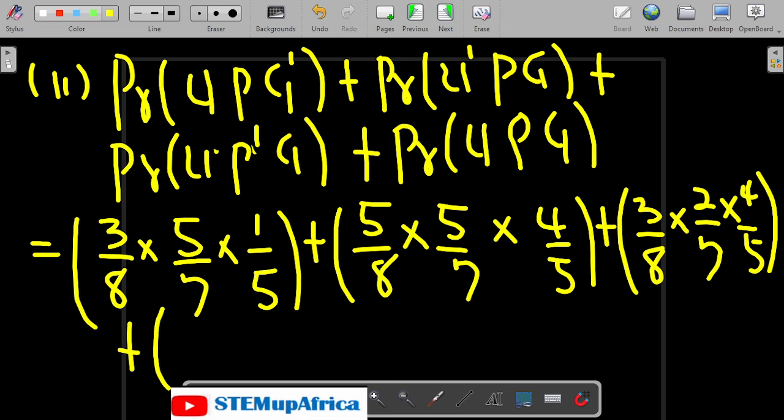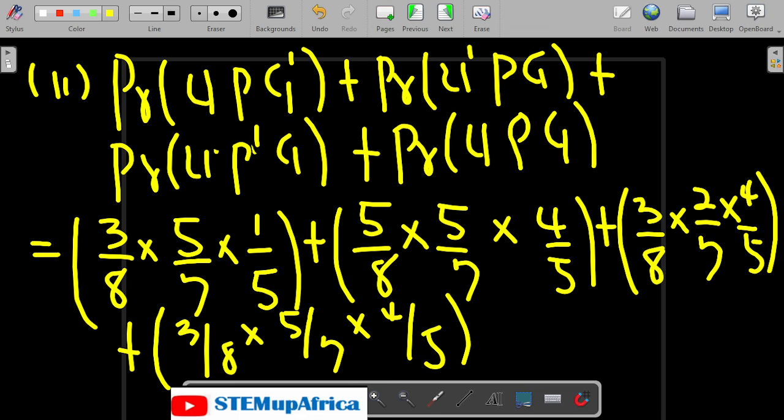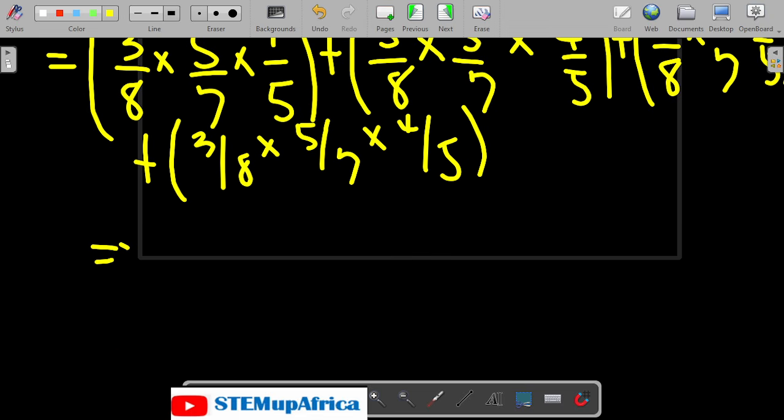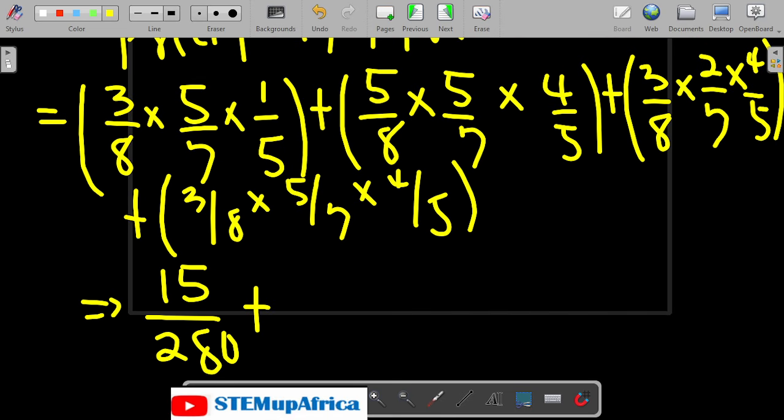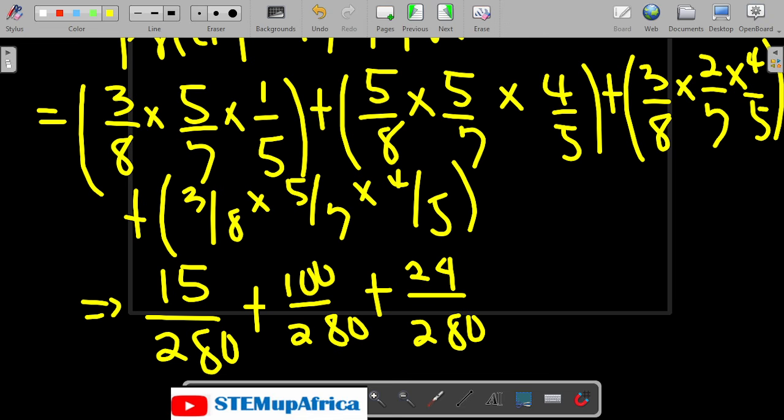Or the probability that all of them got it, which is 3 over 8 times 5 over 7 times 4 over 5. So let's simplify what we have. And multiply it up, I'm going to have 15 over 280, multiply everything there by 280, plus here will give me 25, which is 100 over 280, plus here is 24 over 280, plus 60 over 280. So the LCM is 280.